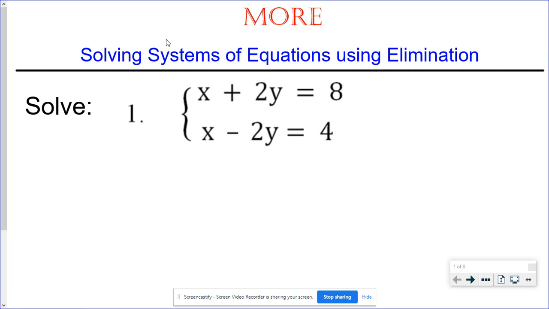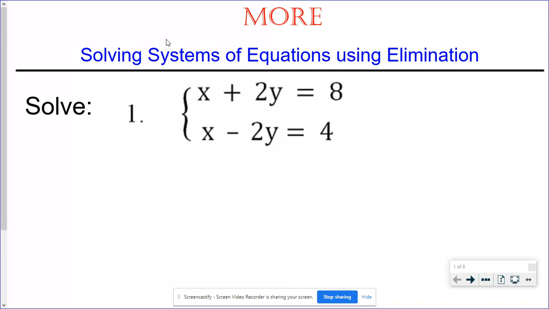Hello again, algebra students. We're going to spend one more day working with solving systems of equations with elimination. In case I haven't mentioned it yet, elimination is my favorite way to solve systems of equations for most of the problems that we're going to encounter.